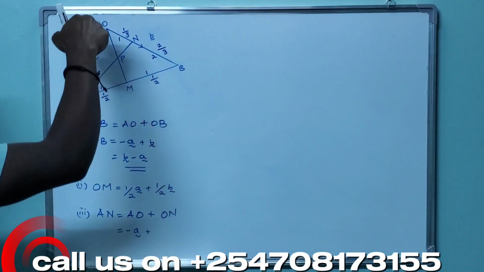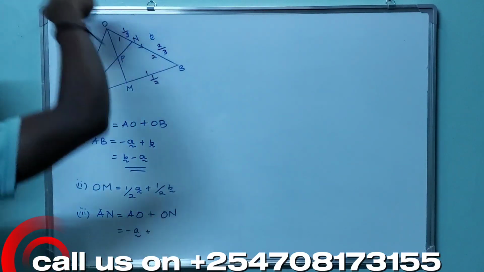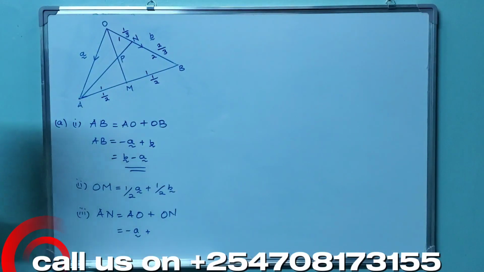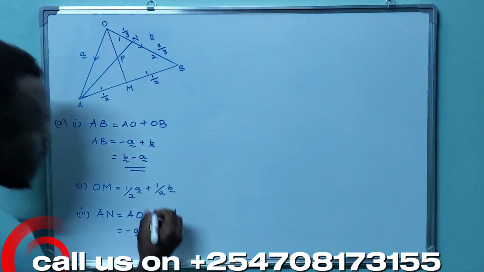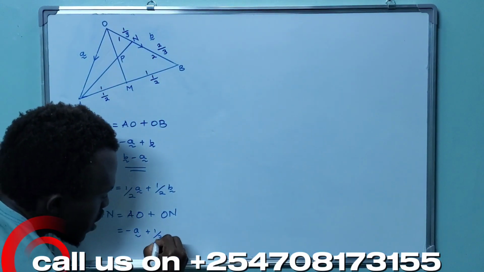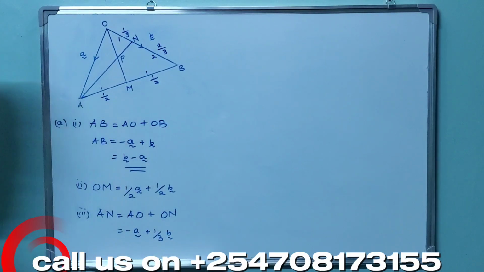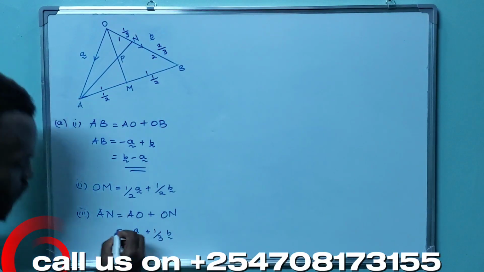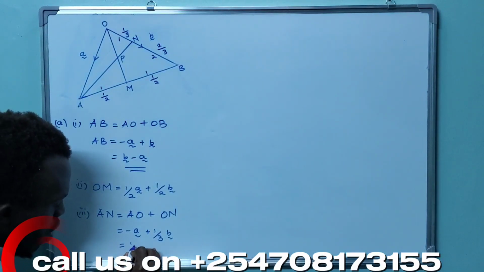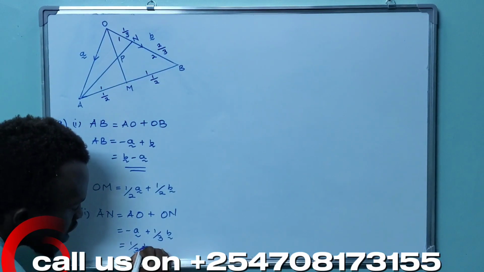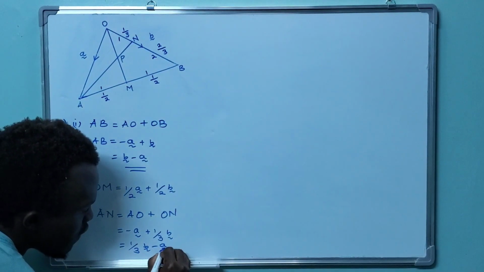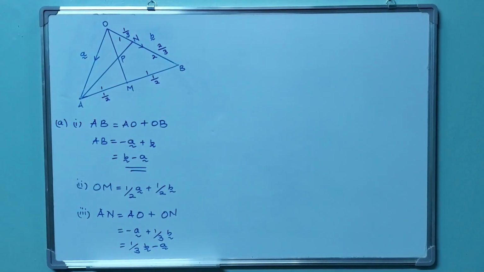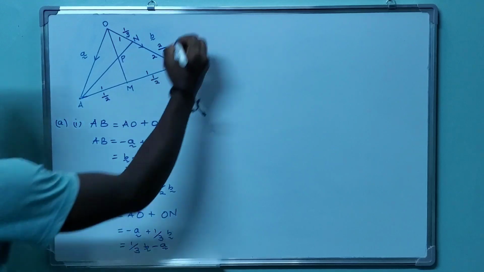Plus ON. I'm moving from here to here, in the direction of the vector, which means it is going to be a positive 1/3 vector B. So I can rewrite this starting with the positive value: 1/3 vector B minus vector A. And that is my AN. So I'm done with question number A. Let us go to question number B.